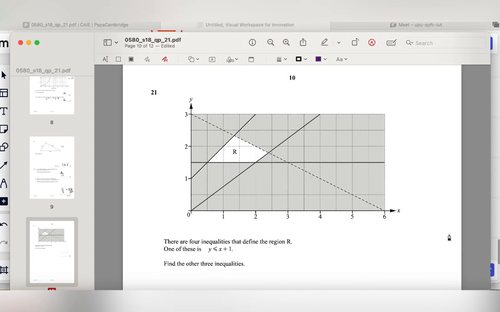Question 21 is linear programming. It says there are four inequalities that define the region R. One of these is y is lesser than or equal to x plus 1. This one. Find the other three inequalities.